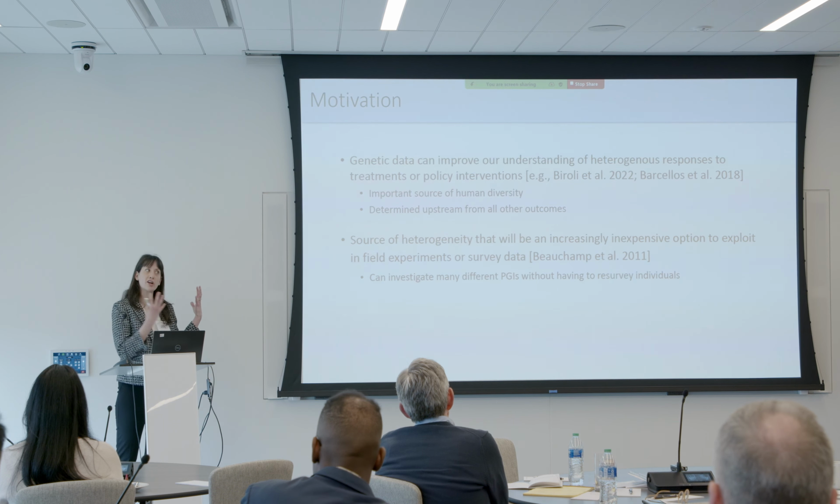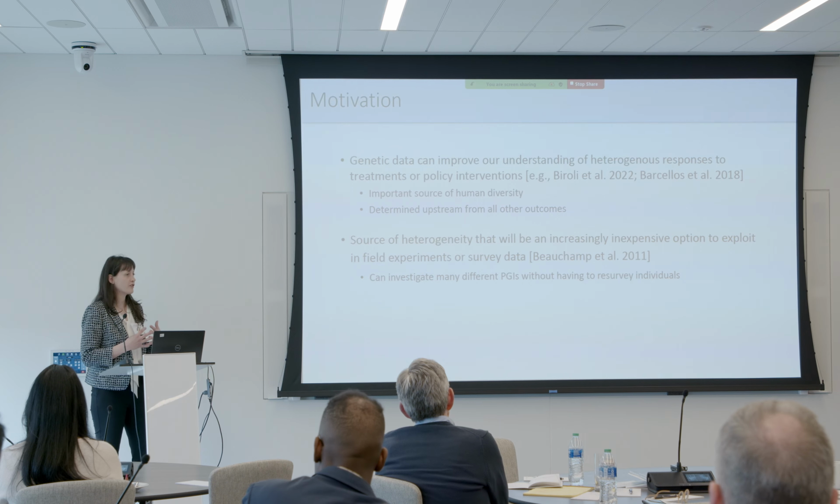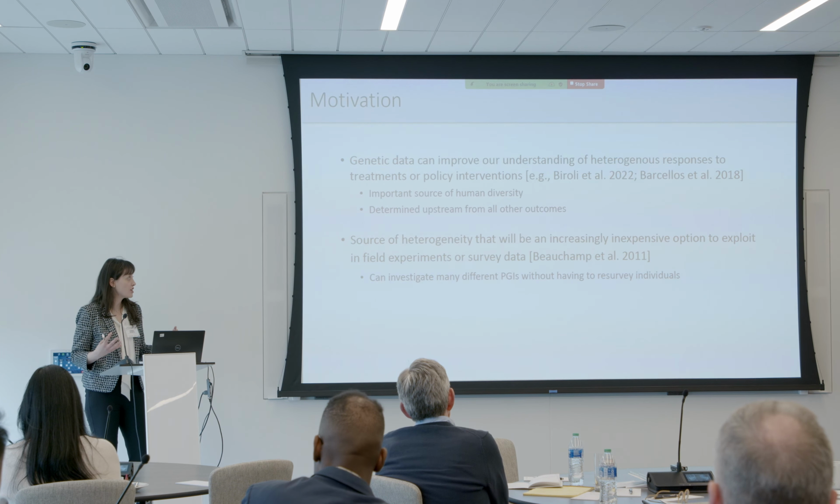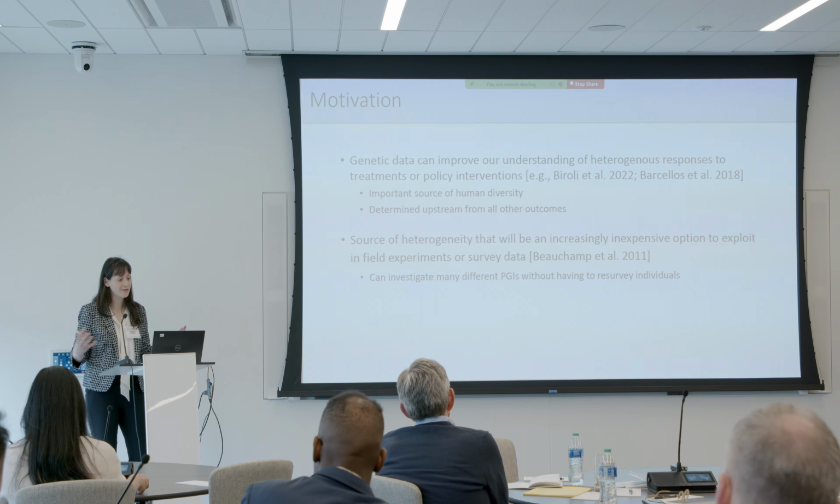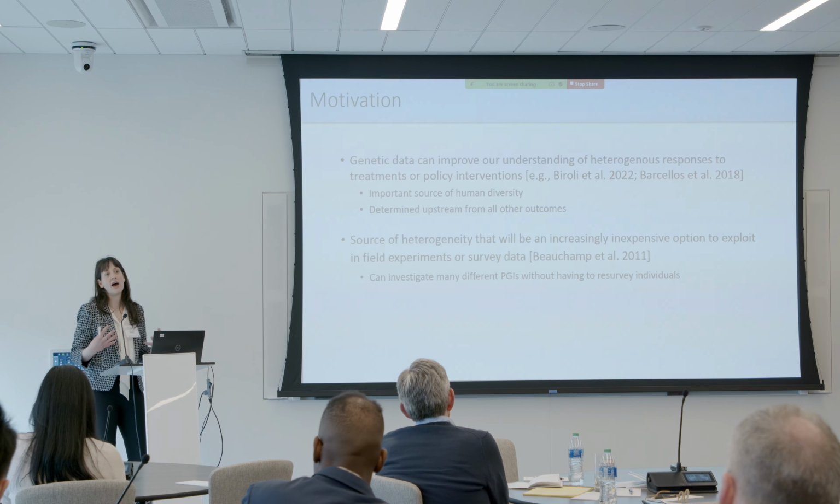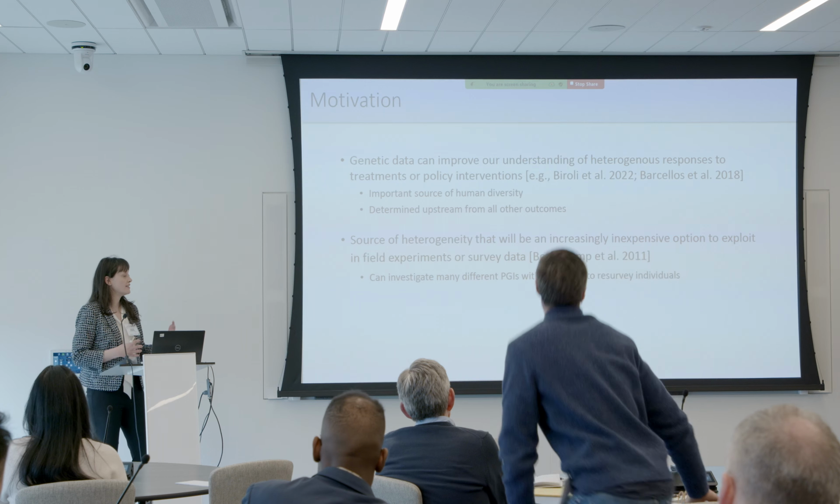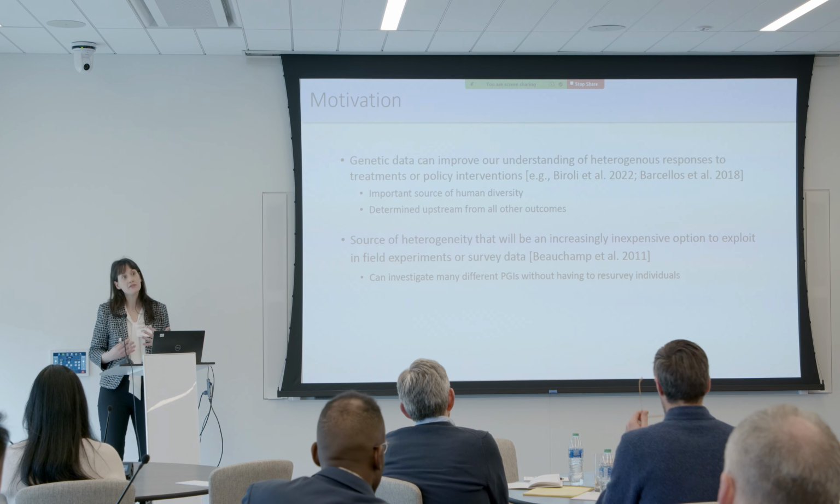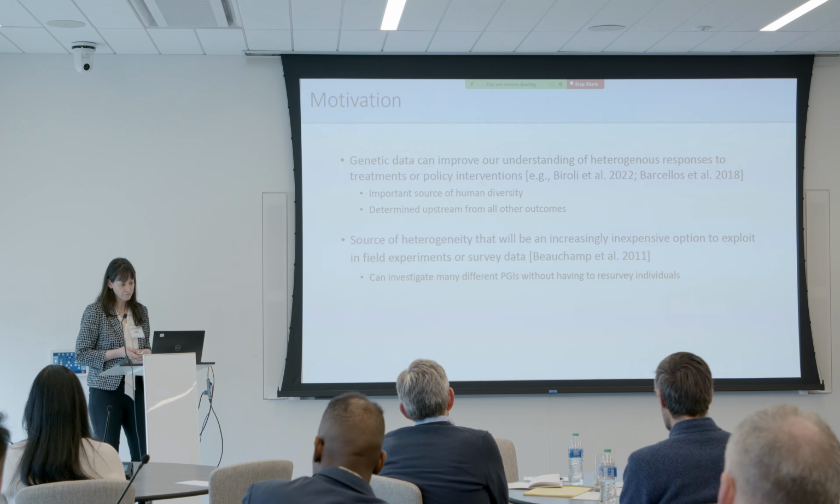As we know, genomic data are getting cheaper and cheaper. So for the cost of about $40 for a typical array chip, you can investigate hundreds of PGIs without having to resurvey individuals. So this is something that we think might be increasingly used in RCTs in the future.